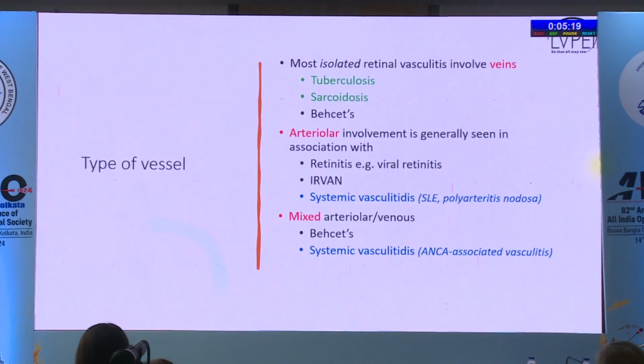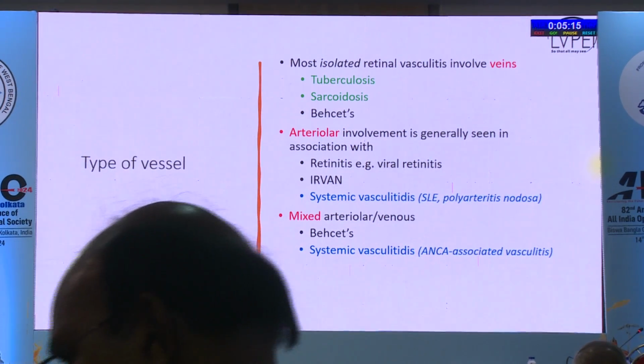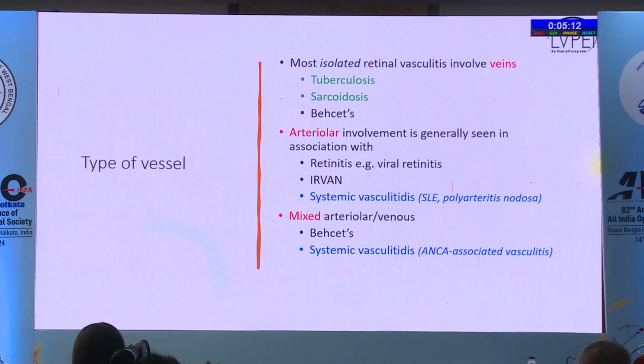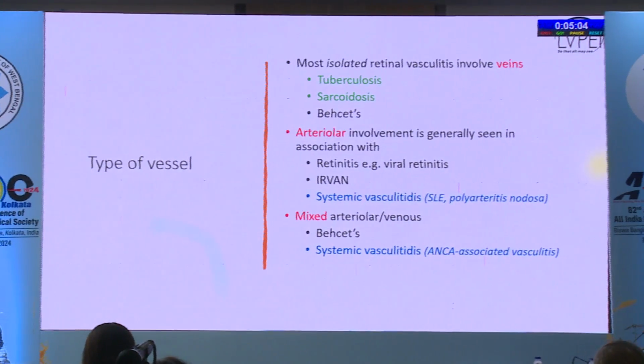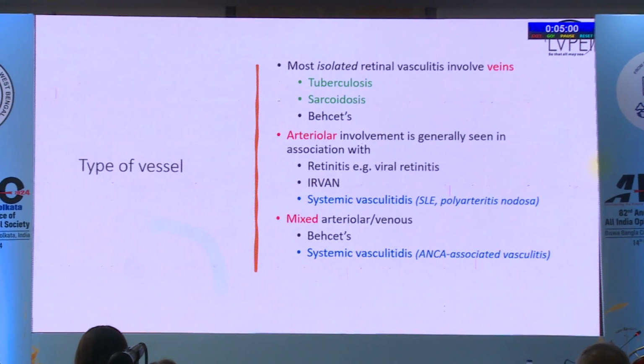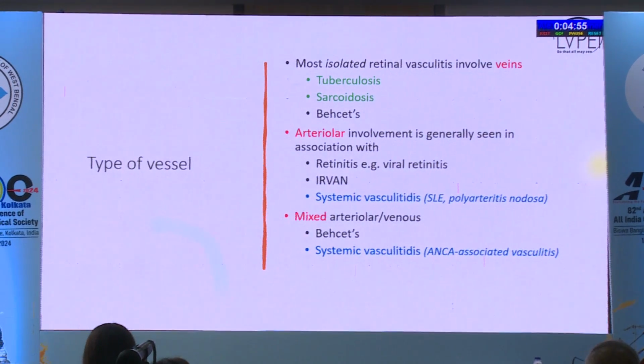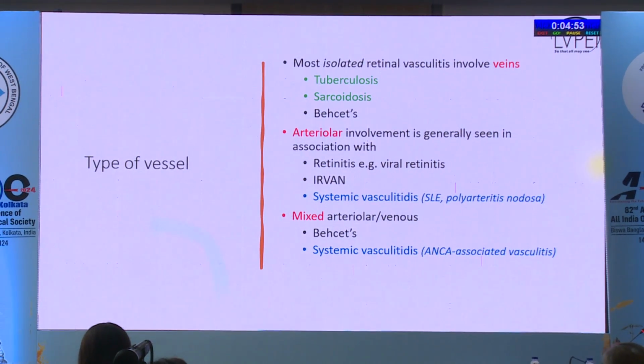Then some of you might be familiar with this condition called IRVAN, where you see retinal arteriolar macroaneurysms. And in those rare cases where SLE or polyarteritis nodosa cause retinal vasculitis, you may see arteriolar involvement. Similarly, the ANCA-associated vasculitis, in those very rare cases where the retina is involved, will cause a mixed arteriolar and venous involvement. Behçet's can also cause that.